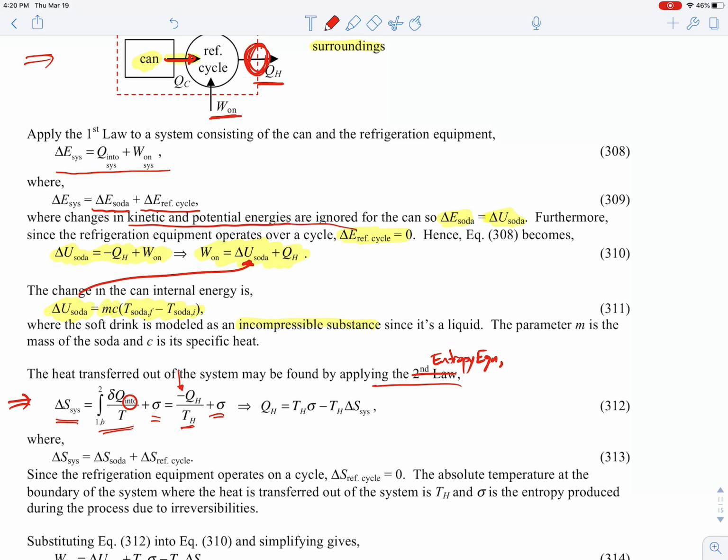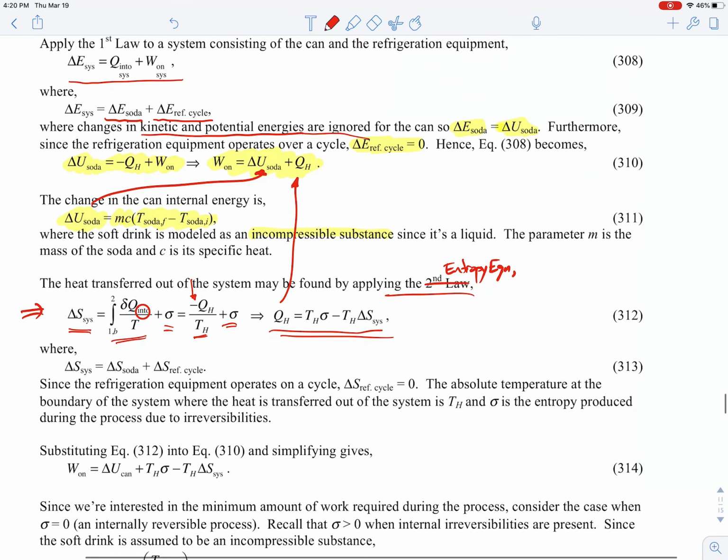And then, of course, we have the entropy production. So we can rearrange this equation to solve for the heat transfer. Now we have the heat transfer in terms of entropy production and the change in entropy for the system. And we could substitute that into our work equation up above. Before we do that, let's talk a little bit about the change in entropy for the system.